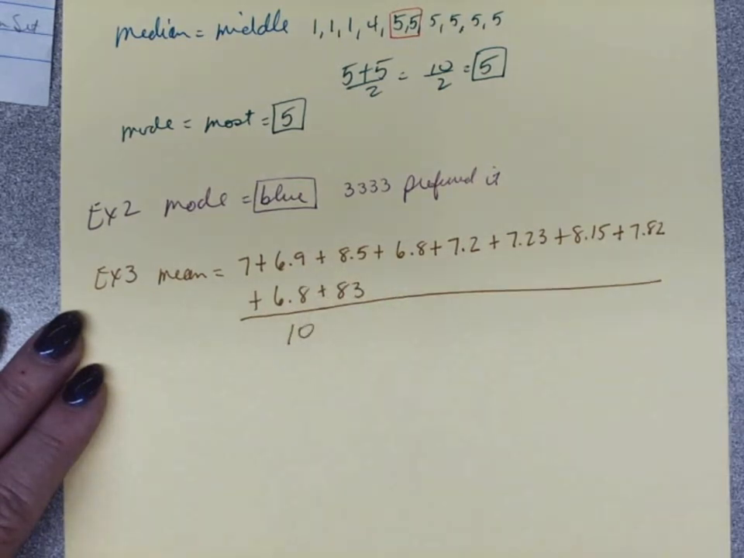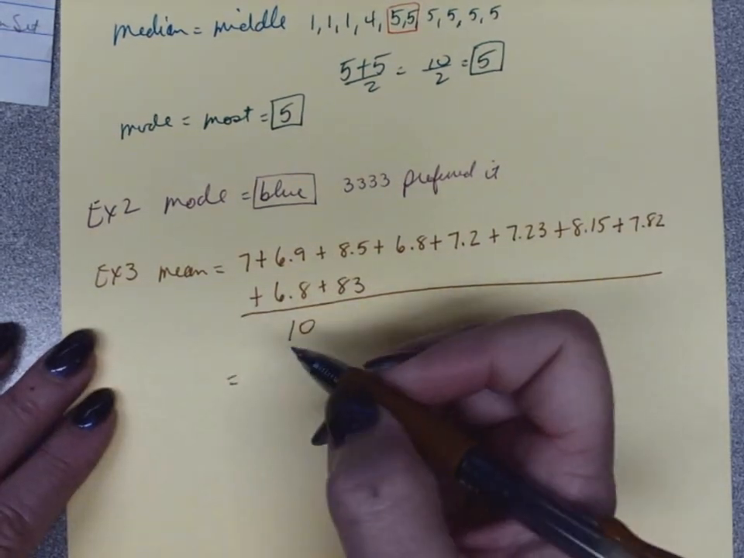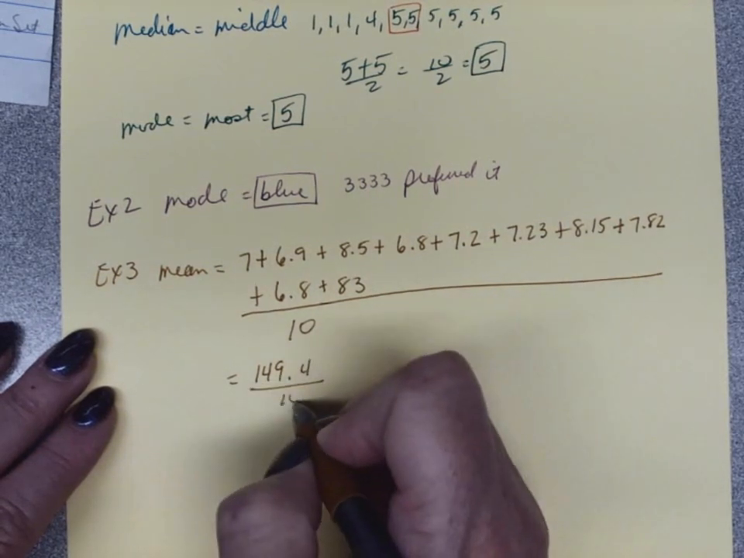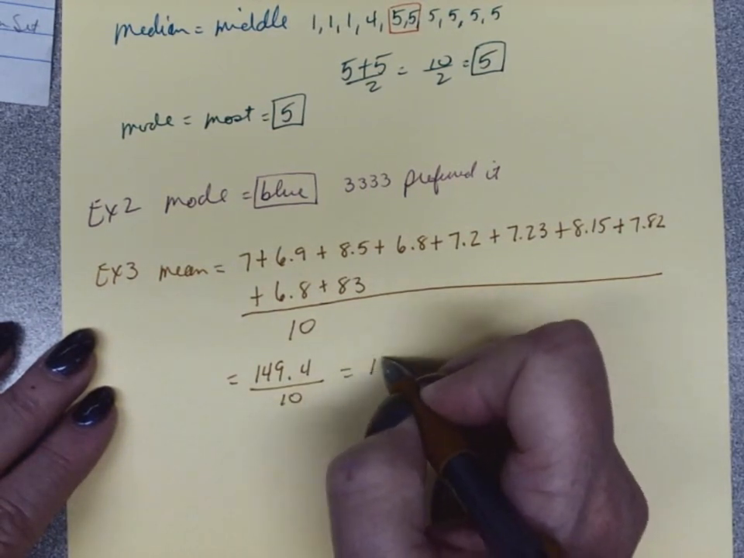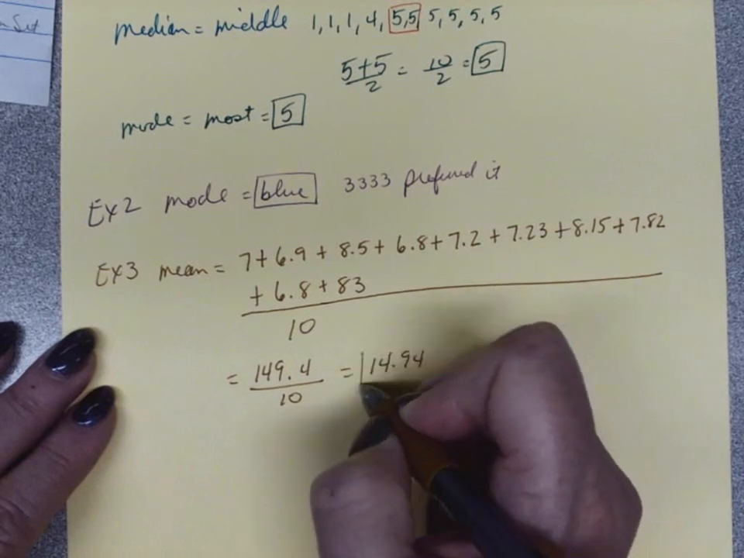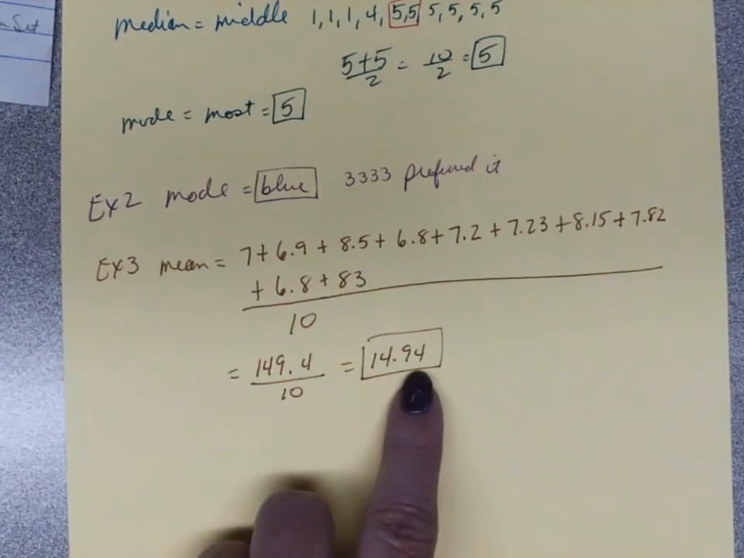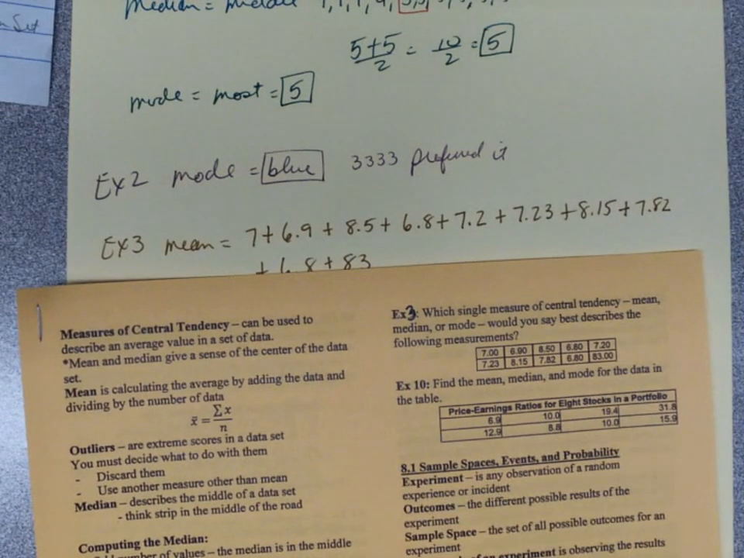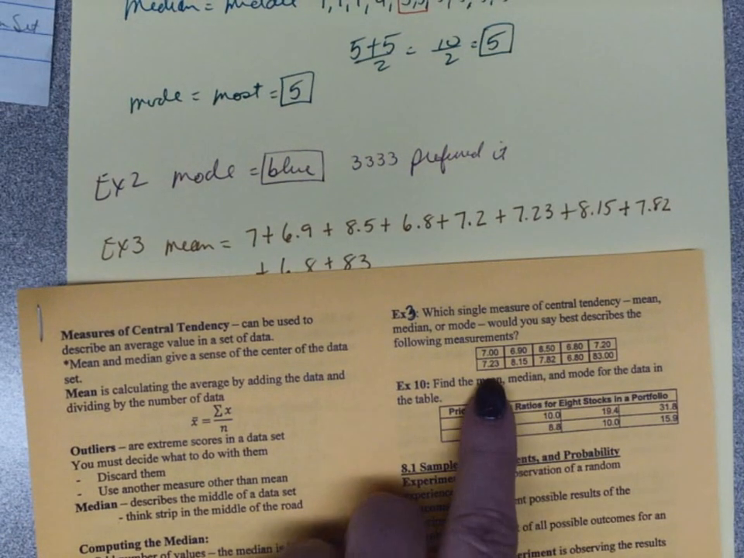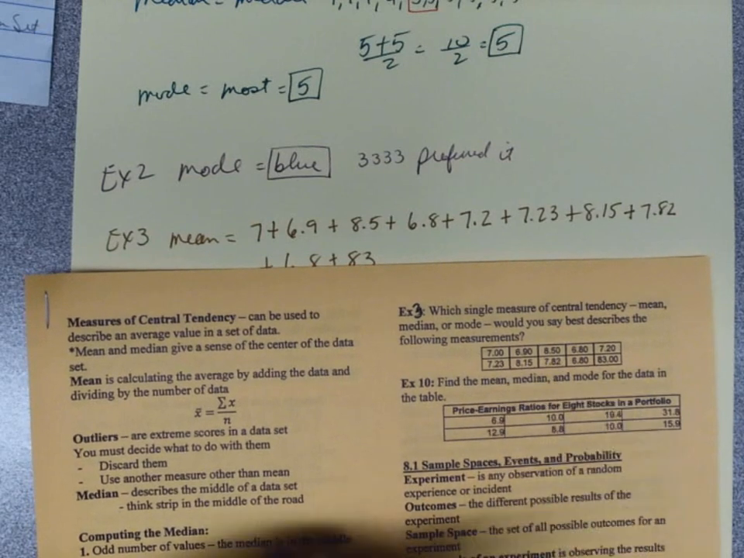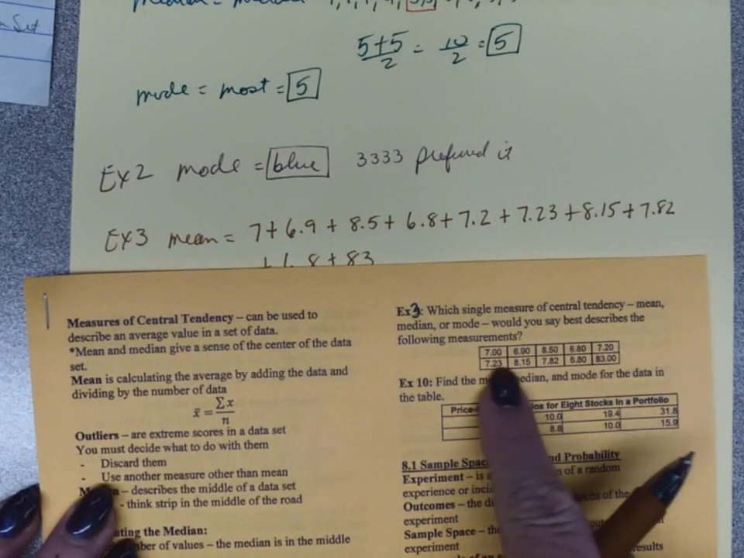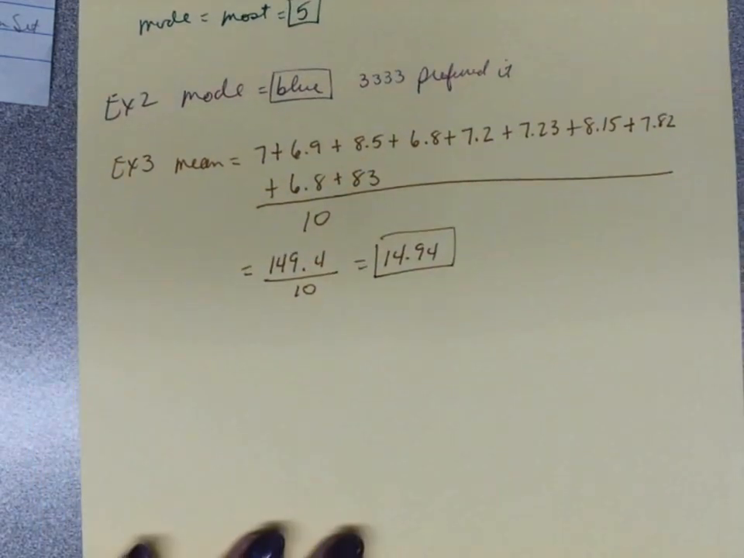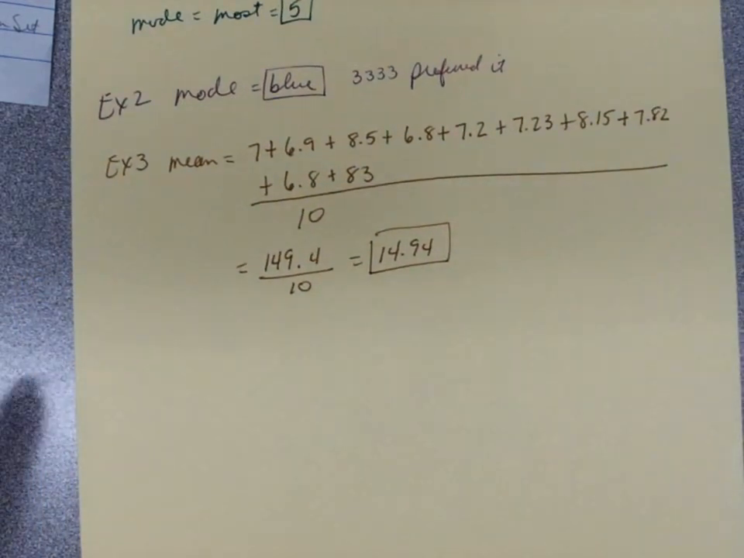So that means we're going to divide by 10. When I add the top, I get 149.4 divided by 10, which will get us 14.94. I'm going to go to 2 decimal places because my original part was in 2 decimal places. The question is, does it matter which way I add these? Do I have to add them across, or can I go up and down? It doesn't matter. You're just summing them up, so it doesn't matter which way you do that.